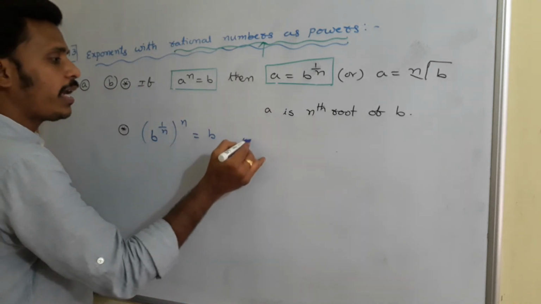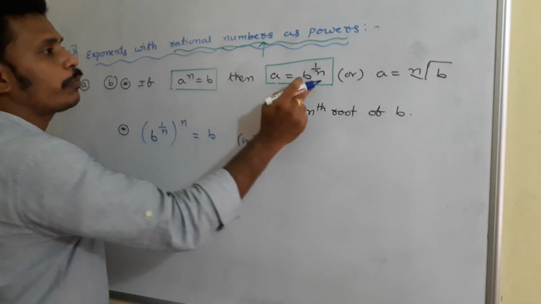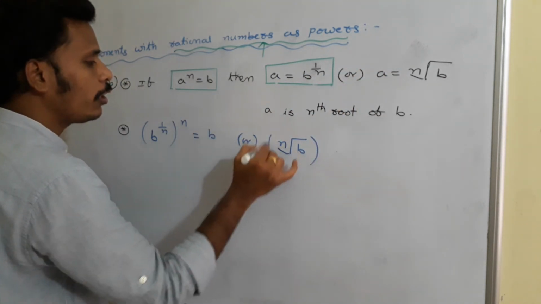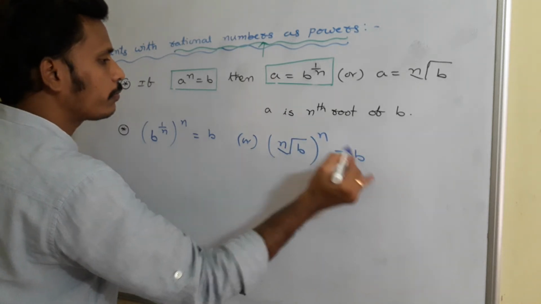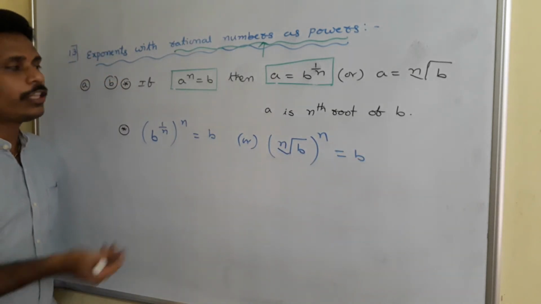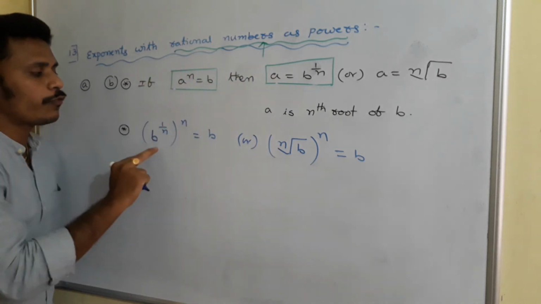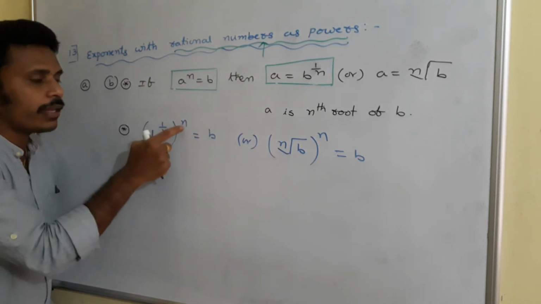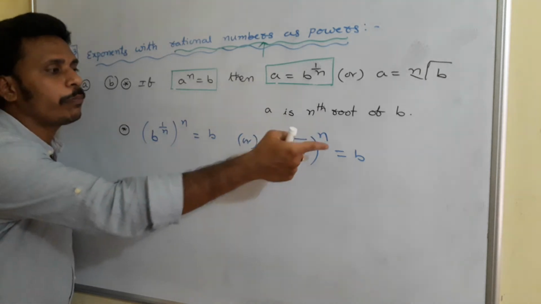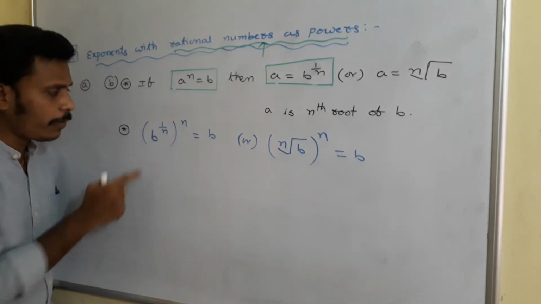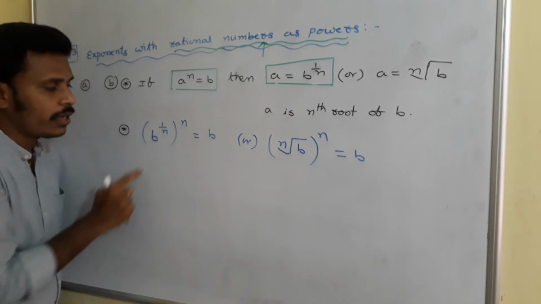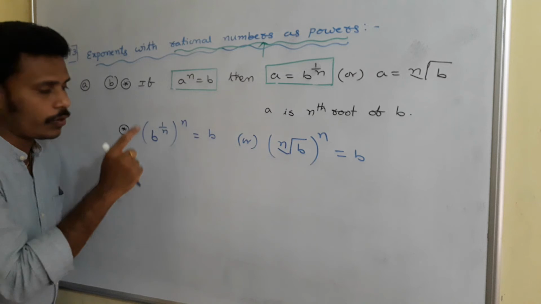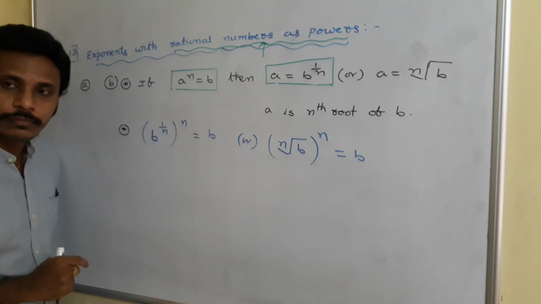Or you may write that b power 1 by n is simply nothing but the nth root of b. So nth root of b to the power n is equal to b. Without thinking about these two, if you use this logic directly, you will say the answer is b. b power 1 by n, power n is b. nth root of b power n is b. In another way, if you have any exponent like this, there is a chance to multiply these two. If you multiply these two, your answer is 1. So b power 1 is b.